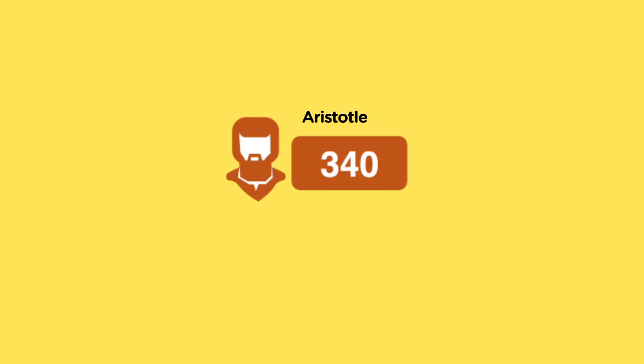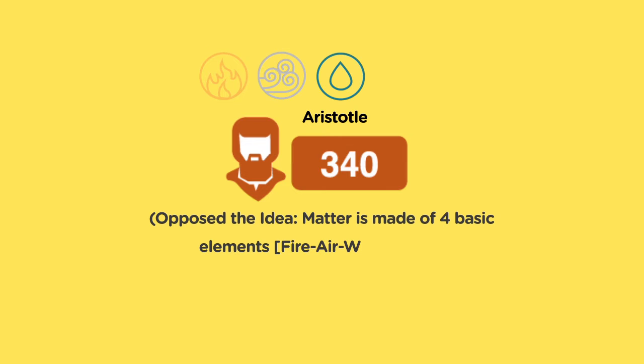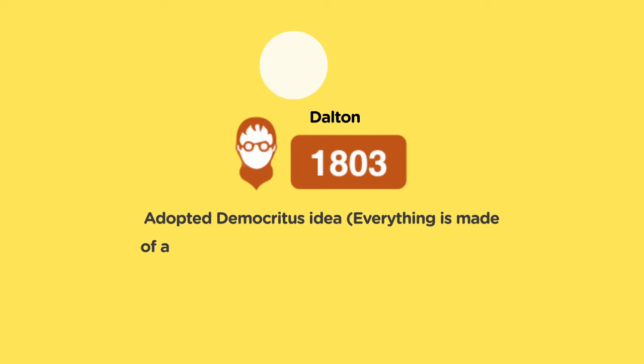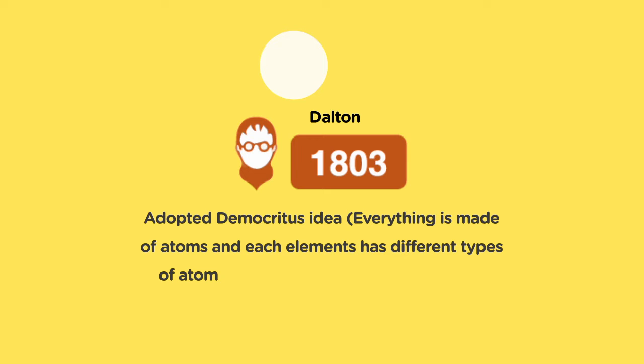But in 340 BC, Aristotle opposed the idea of Democritus, and he suggested that matter is made of four basic elements: fire, air, water, and earth. But in 1803, Dalton adopted Democritus' idea again, and he suggested that everything is made of atoms, with each element having different types of atoms. But unfortunately, he thought that they are invisible.